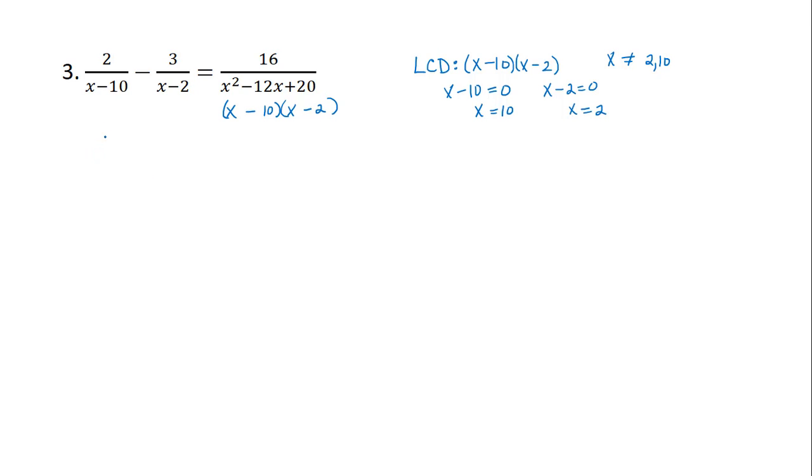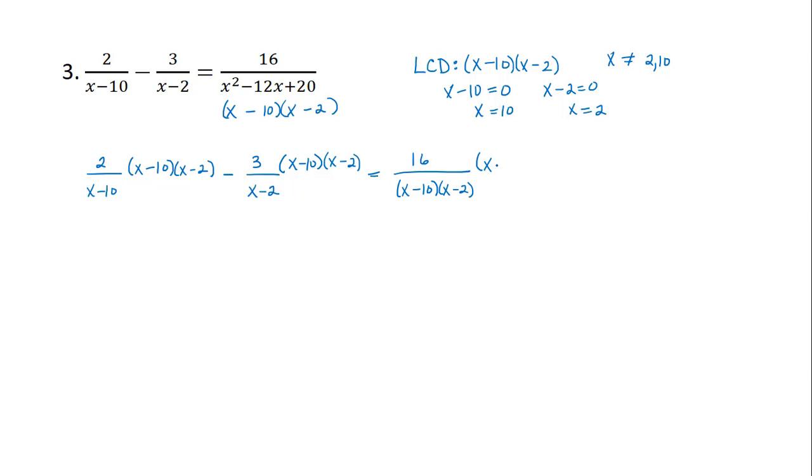Multiplying each side by the LCD, we have 2 divided by x minus 10 times x minus 10 times x minus 2, minus 3 divided by x minus 2 times x minus 10 times x minus 2, is equal to 16 divided by x minus 10 times x minus 2 times x minus 10 times x minus 2.